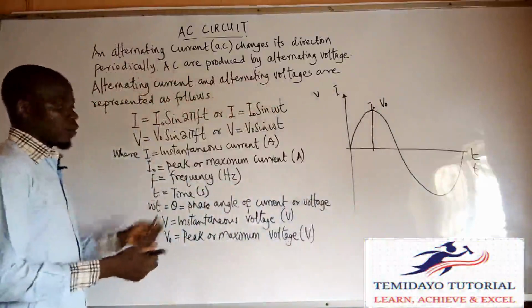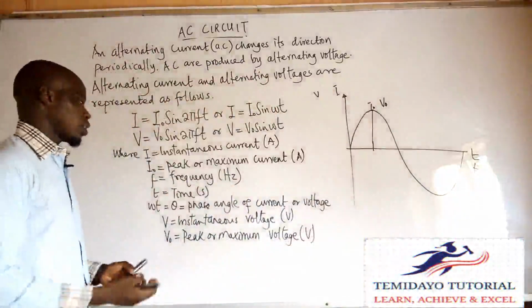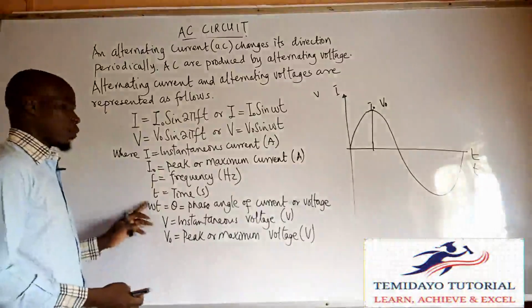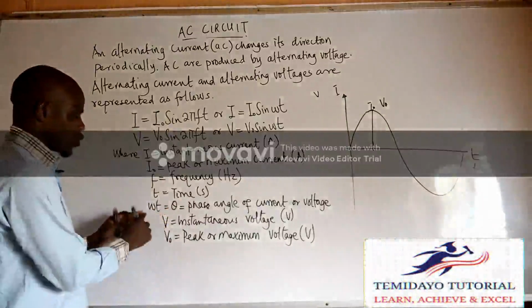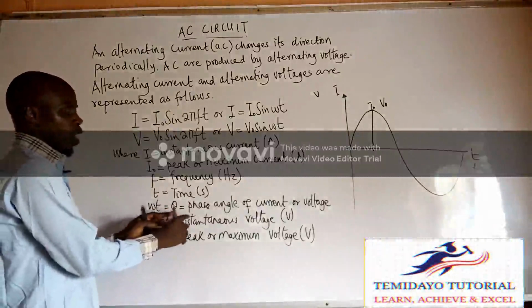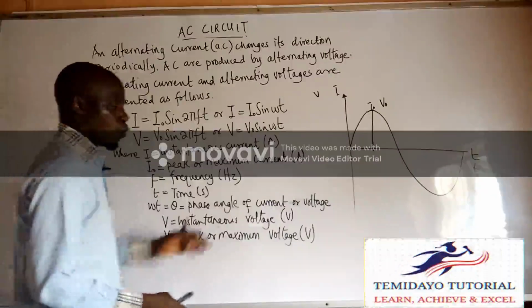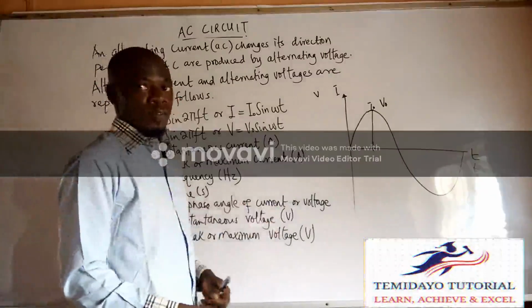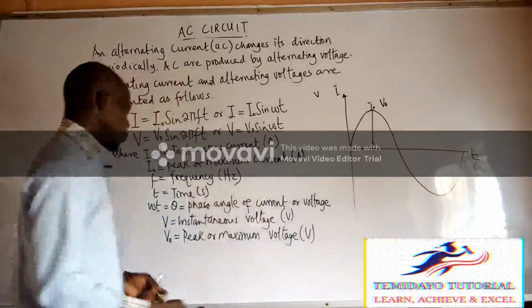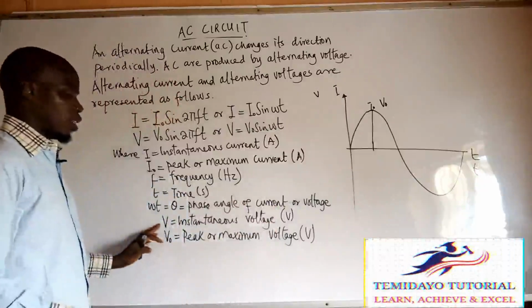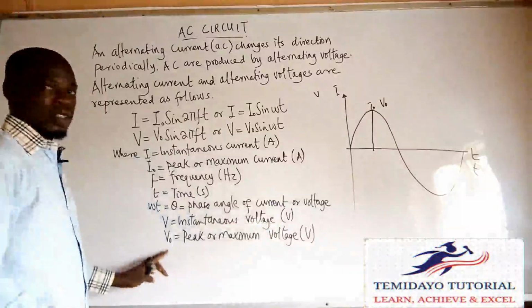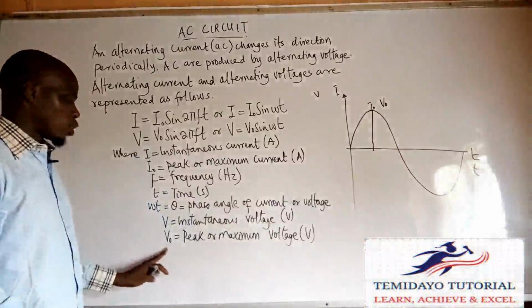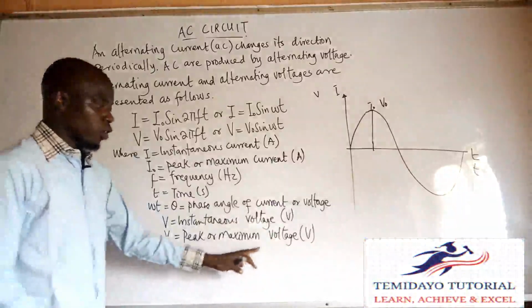Now we have f, which is our frequency, as we know, and it is measured in hertz. We have t, which is the time, measured in seconds. We have theta, that's omega t taken as theta, and we call it the phase angle of current or voltage. Then we have V, which is instantaneous voltage, measured in volts. And we have V naught, which is the peak or maximum voltage.